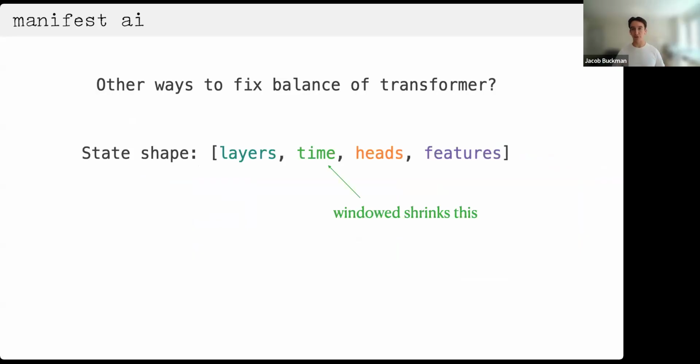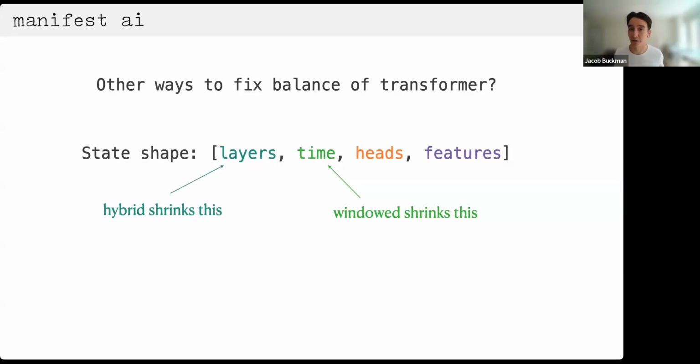We can get a really general picture of all the ways you could reduce the size of a KV cache by writing out the shape of a KV cache, right? There's going to be one at each layer, and then by time, and then by heads, and then by features. What we've looked at so far, windowed attention, can be understood as a technique for shrinking this second dimension, the time dimension. The smaller the window you have, the smaller this dimension of the KV cache is. But you can shrink the other things too.